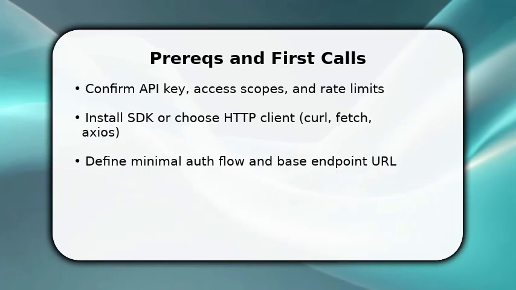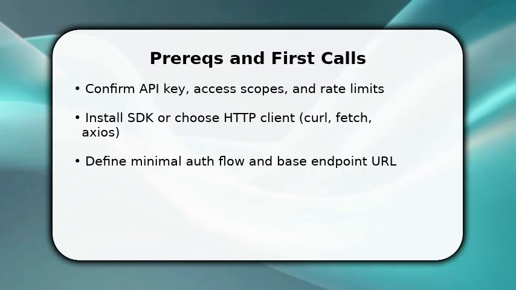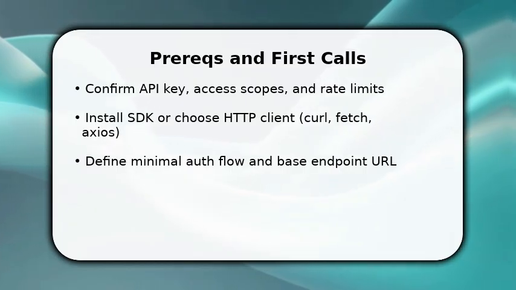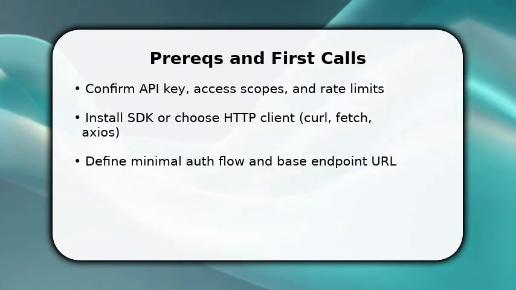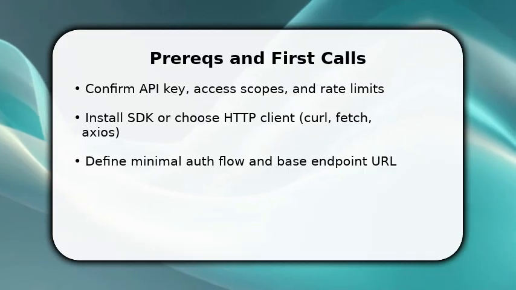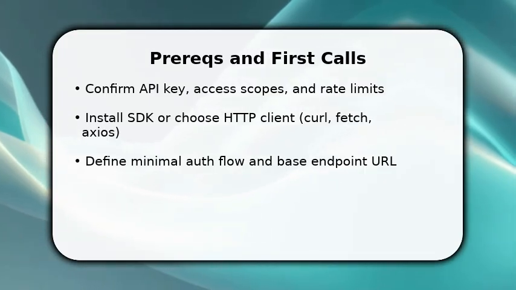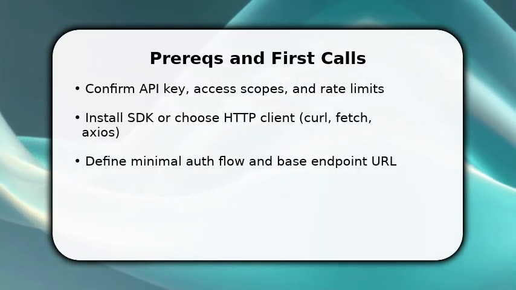You start by verifying prerequisites. Get an API key, confirm scopes, and note rate limits so you avoid throttling. Once done, install the official SDK or pick a lightweight HTTP client like Fetch or Axios. This speeds development. Make sure to set the base endpoint and secure credentials in environment variables rather than code.